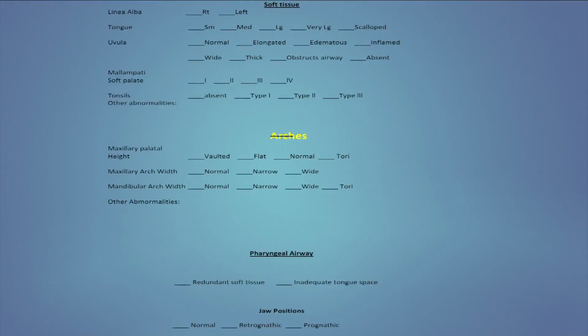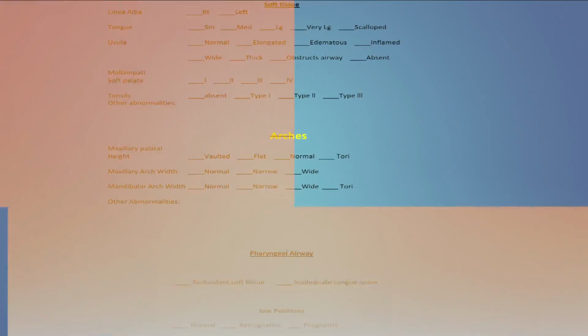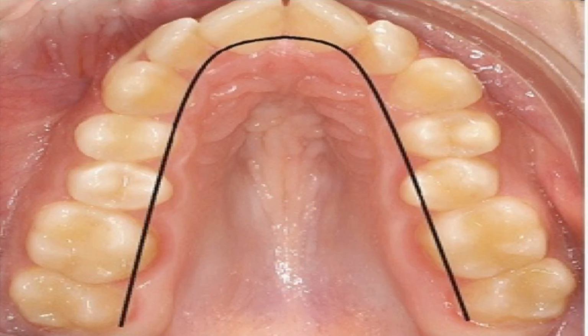Arches. We record if the arches are normal or narrow. If the palate is vaulted or normal. Understand that a person with a narrow arch usually has a high vault. The roof of the maxilla is also the floor of the nasal passageway. So the higher the vault, the more constricted the nasal airway can be, and this can be a risk factor for sleep-disordered breathing.